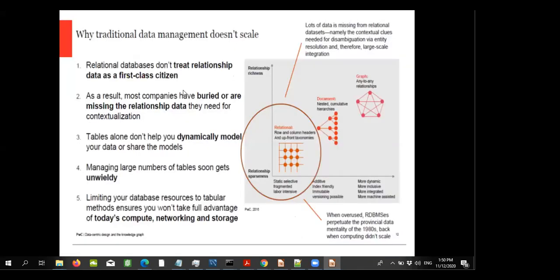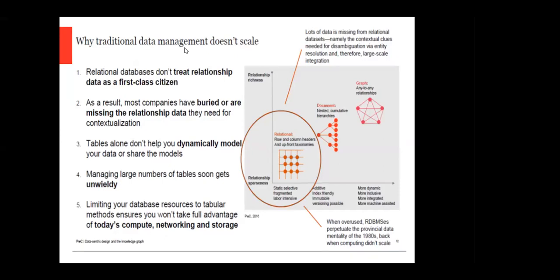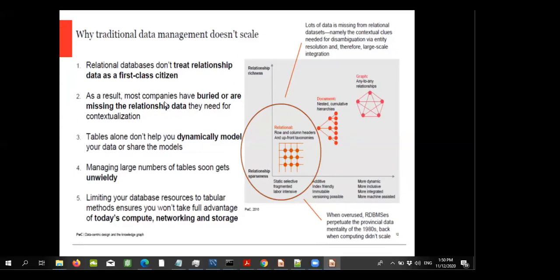Right. So traditional database management does not scale. This is something we have known for over 20 years. Schemas are what can make you scale. Relational databases don't treat relationships as first class citizens. As a result, most companies are buried in missing relationship data that they need for context. Managing a large number of tables soon gets unwieldy. It's unmanageable. Limiting your data resources to the tabular method ensures you won't take full advantage of today's compute, networking, and storage.